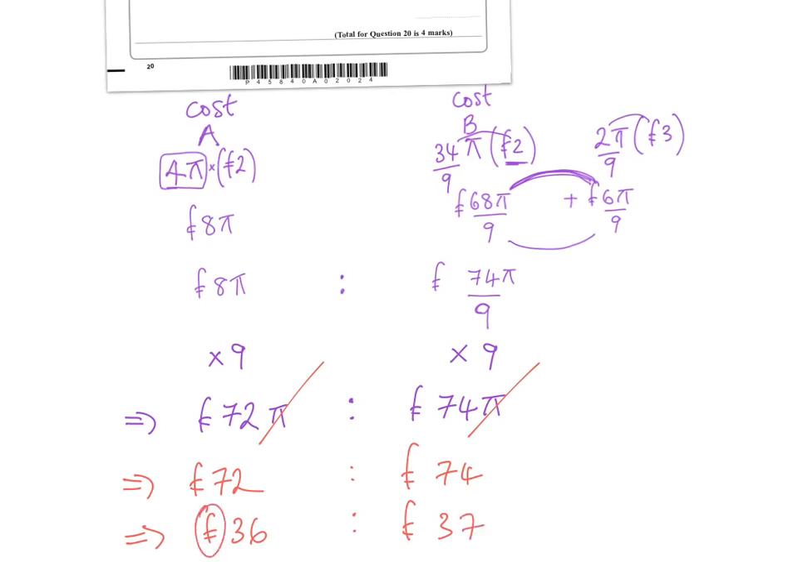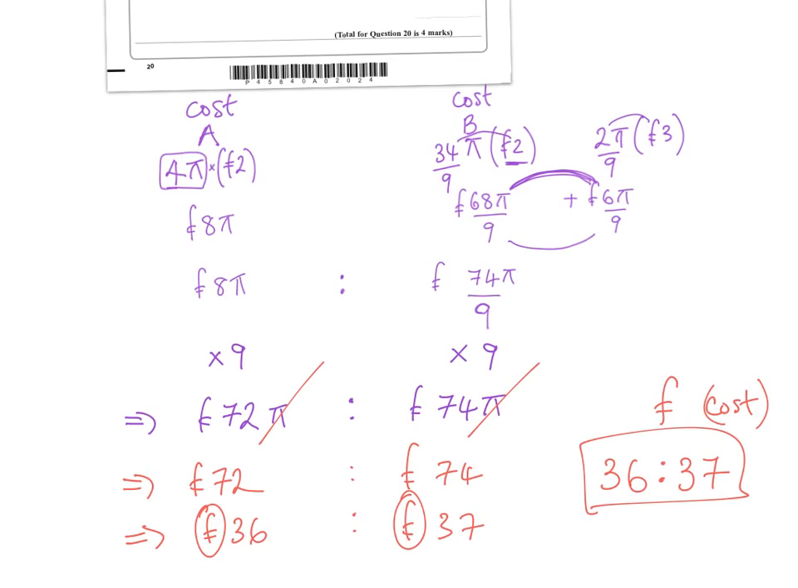Now I'm going to drop the pound sign because when we've got a ratio we know it's about cost, so we can just have that here and we can talk about the cost, but we'll give our ratio as 36 to 37, and that's what I would do for this particular question.